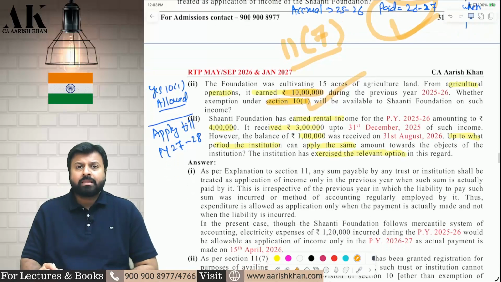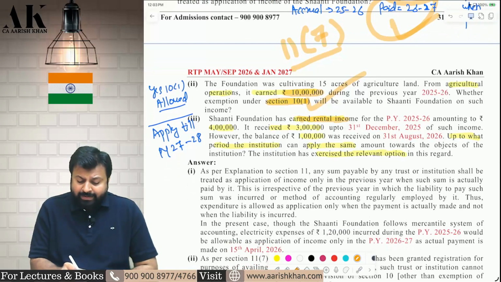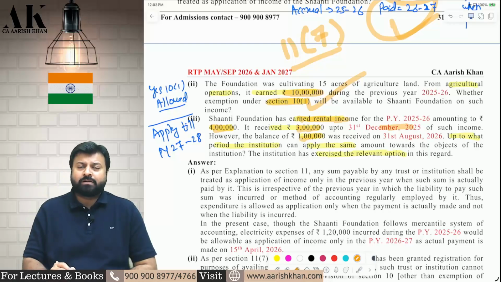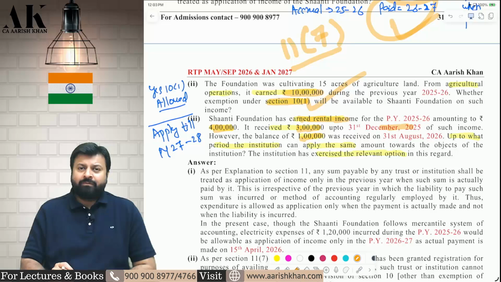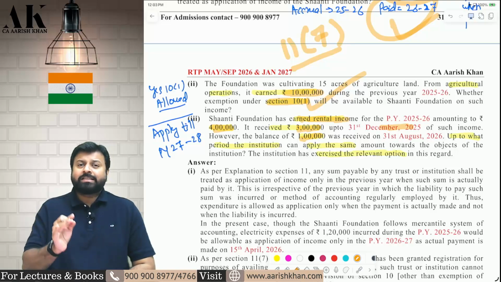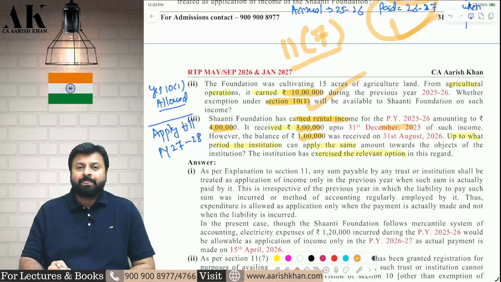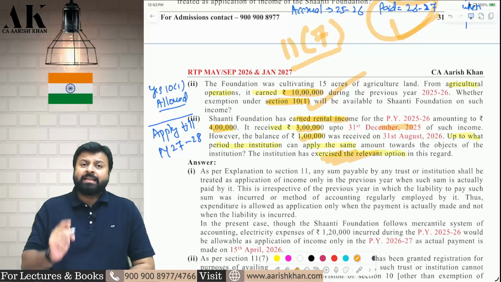Third one, the charitable trust has earned rental income of 4 lakh rupees. They have earned 4 lakh, out of which 3 lakh is received in the current year, 1 lakh is not received, it will be received in future. So you might have done one point with me in the class, that if you have not received a particular amount, then how will I apply? So the trust can make an application that whenever I receive, I will apply at that time.